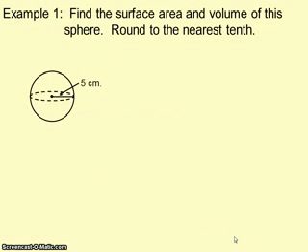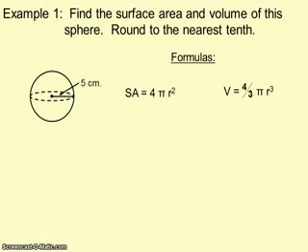Example 1. Find the surface area and volume of this sphere. Round to the nearest tenth. As usual, we're going to start with the formulas. Surface area is 4 pi r squared, and volume is 4/3 pi r cubed. So we know the radius, so all we have to do is plug it in.